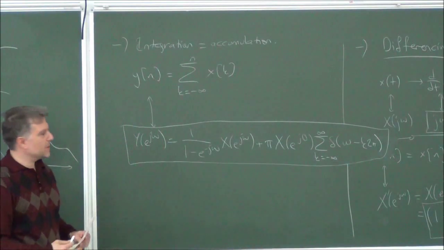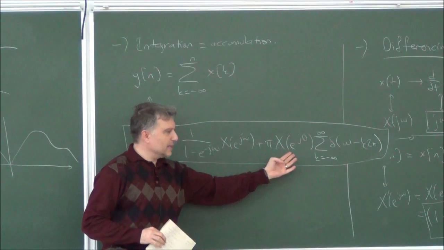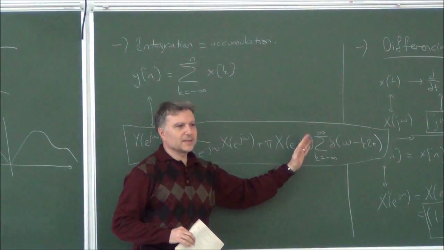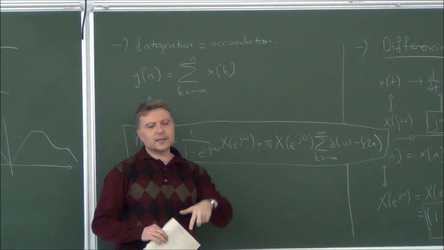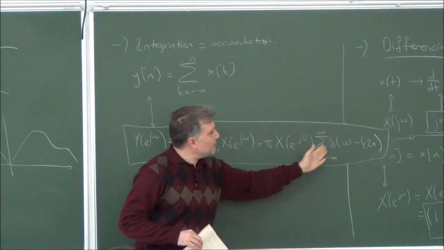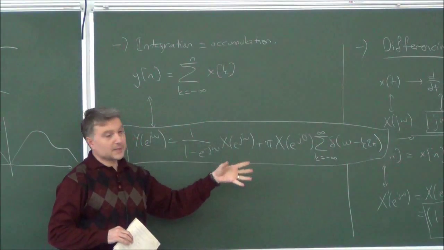Rather long expression, but it's simple. It's just pi times the DC value in the form of an impulse in the center, in the DC way, just like the continuous time integral example. But we must replicate those impulses at integer multiples of 2 pi by making a summation.